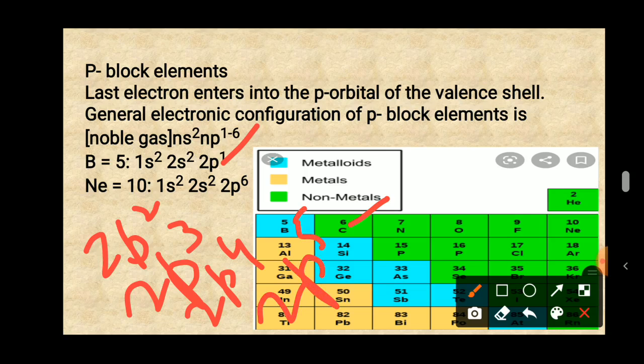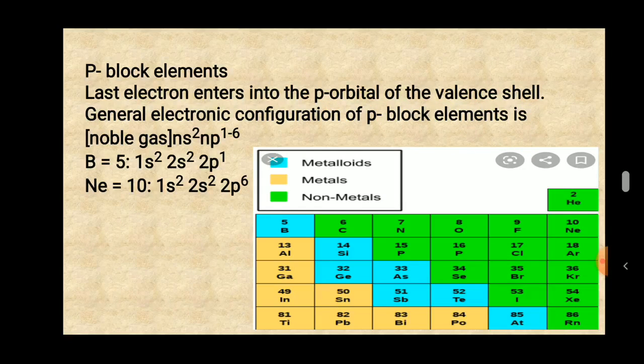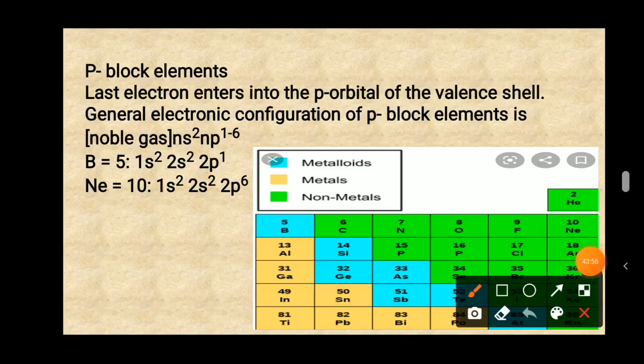Then aluminum, atomic number 13, is 1s2, 2s2, 2p6, 3s2, 3p1, so it is 10, 12, 13. Like this it will continue. Silicon, 14, becomes 3s2, 3p2. Like that it goes up to argon, which becomes 3s2, 3p6. Now, based on the electronic configuration, what is the outermost shell?